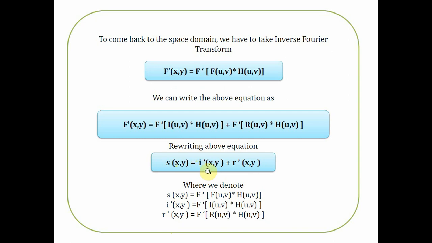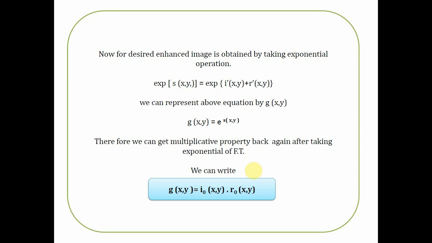means I'm taking the exponential on I dash of xy and r dash of xy. So I will be able to rewrite the new equation, that is g of xy, which is the exponential on s of xy and the exponential on I dash xy plus r of xy. That is nothing but a new function. I can denote the new function as g of xy, which is nothing but e raised to s of xy.